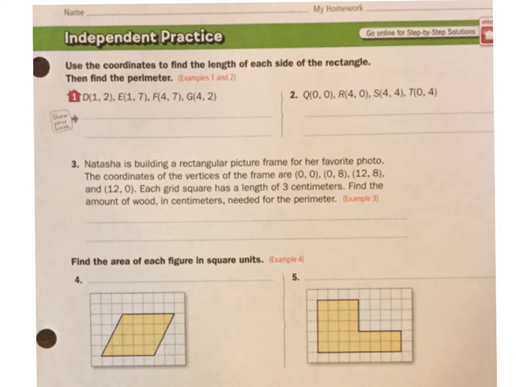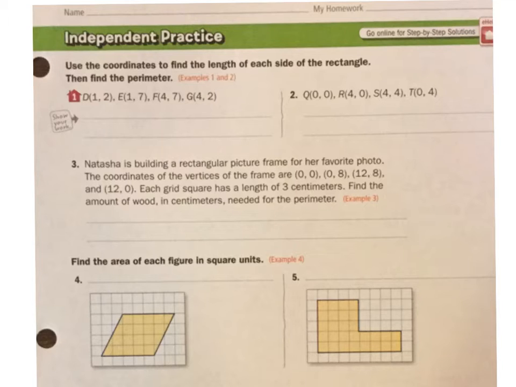All right, let's do some independent practice. Maybe you've tried these, maybe you haven't. But I'm going to go through them, and you can see how you did, or you can watch what I do here. We want to use the coordinates to find the length of each side of the rectangle.